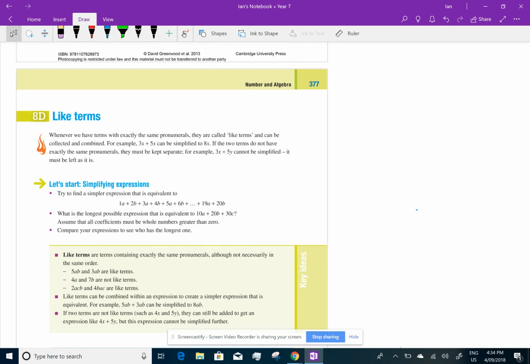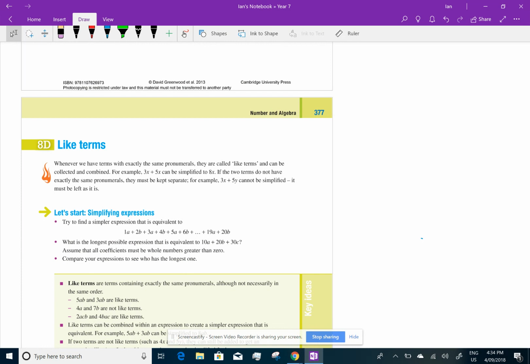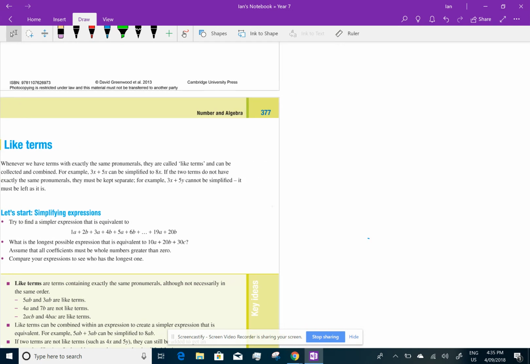So, what are like terms? Well, there's an explanation here in your textbook. Whenever we have terms with exactly the same pronumerals, they're called like terms, and they can be collected and combined. I'm going to look at that in a little bit more detail.